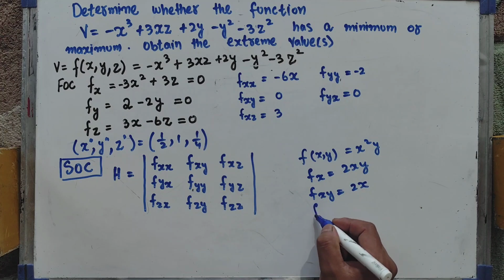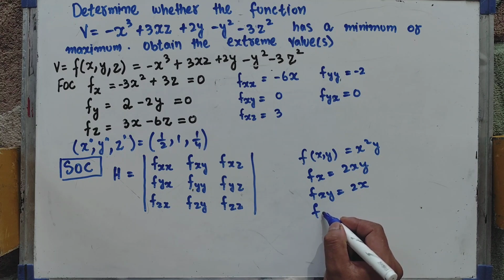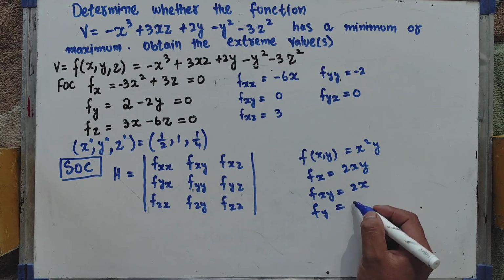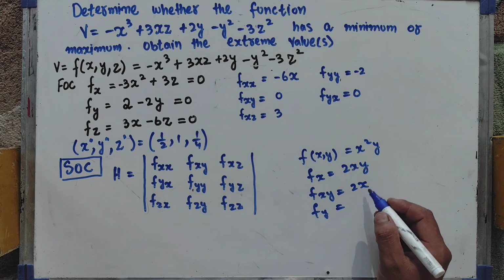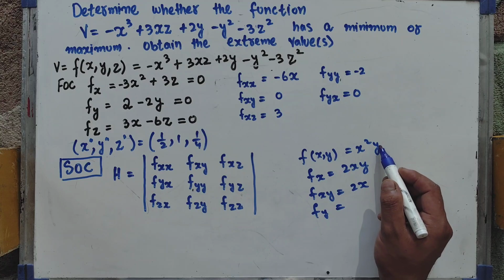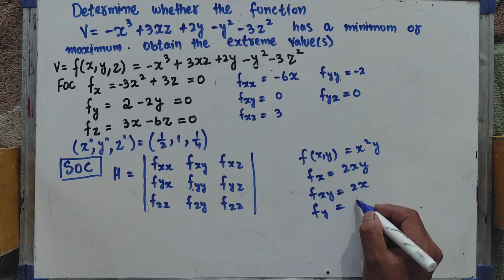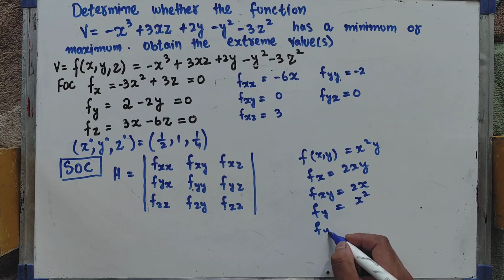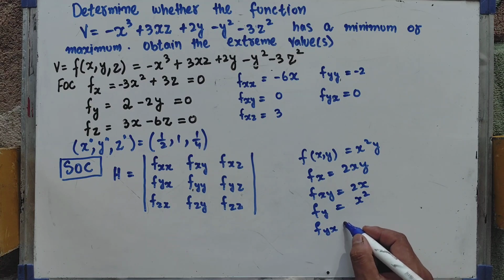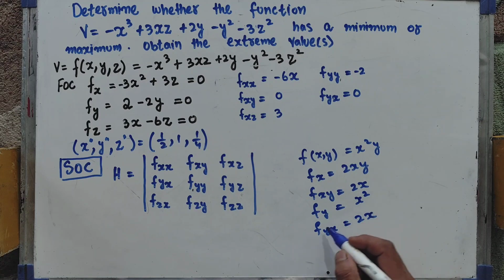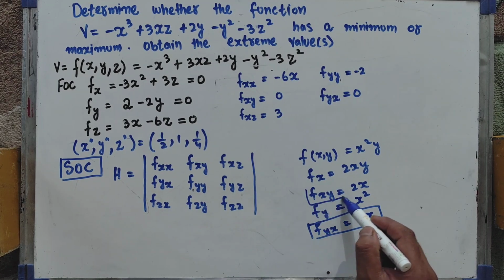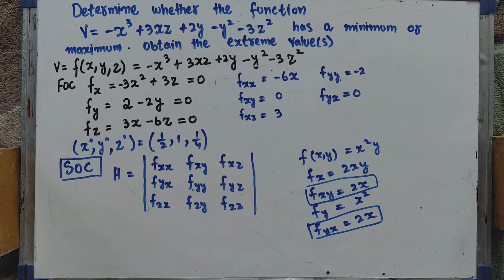Now let us take the derivative with respect to y first. The derivative of this function with respect to y will be x square. Now f of yx, the derivative of this function with respect to x, will give us 2x. Here you can see f of yx is 2x and f of xy is 2x.